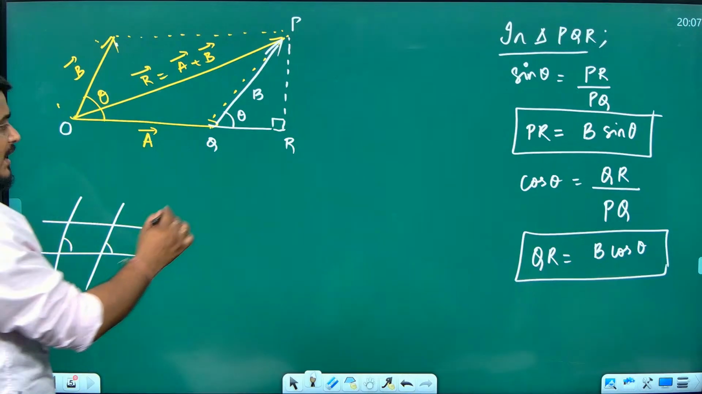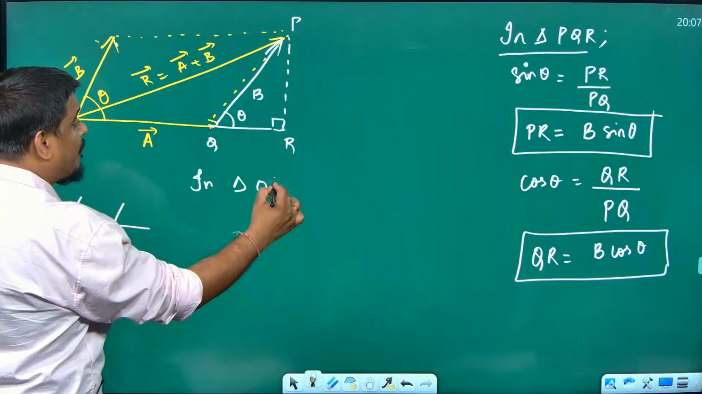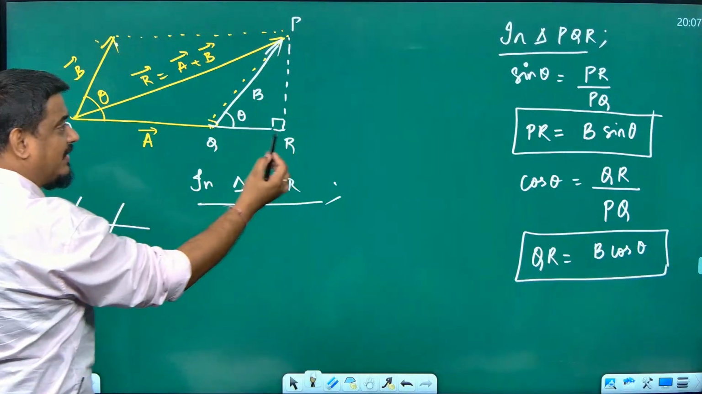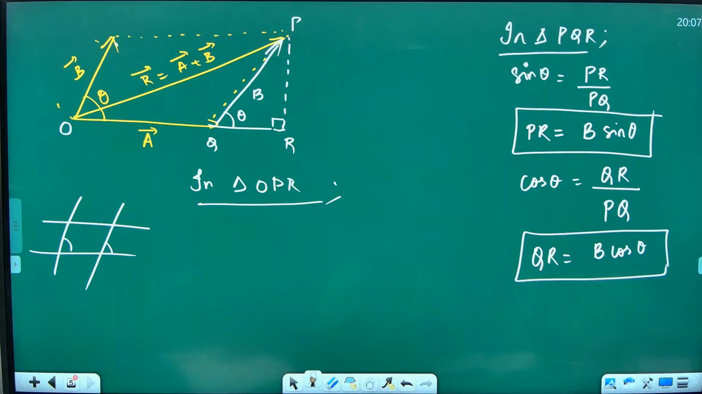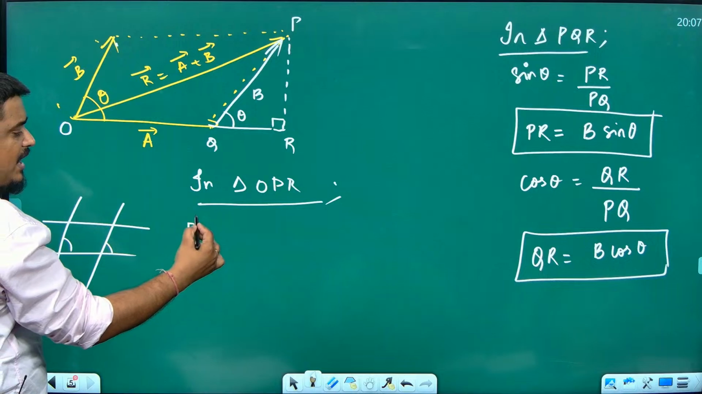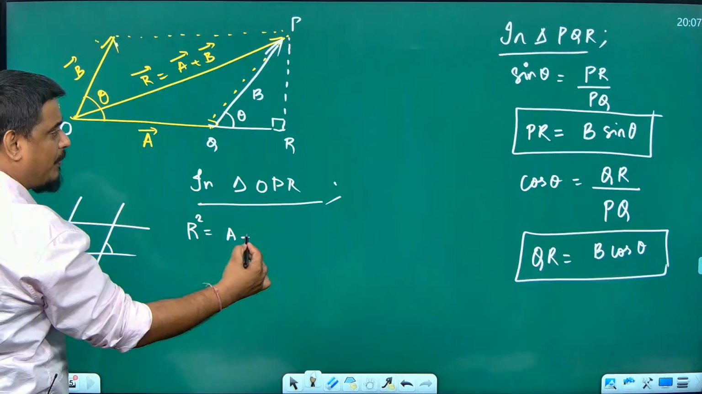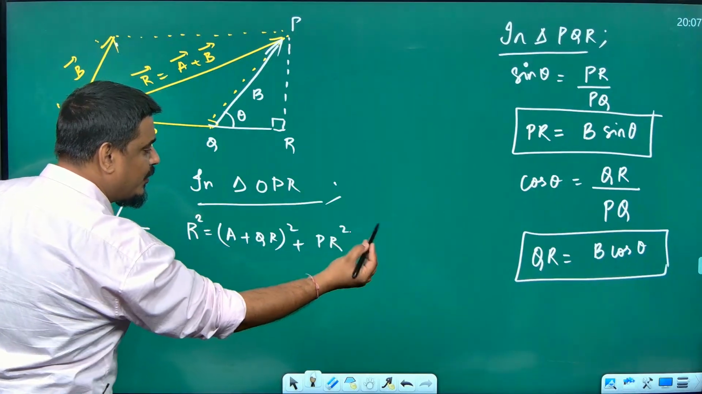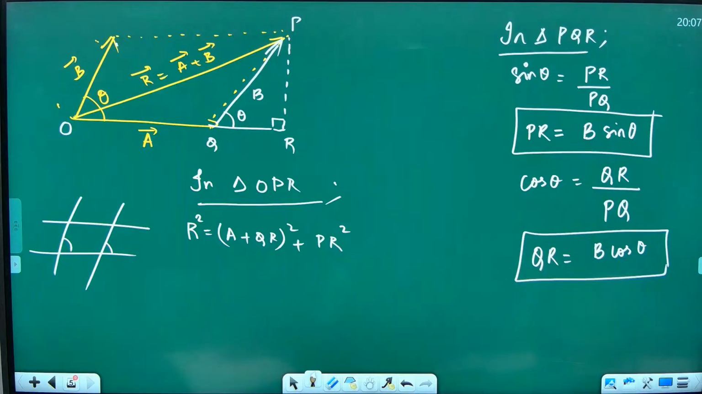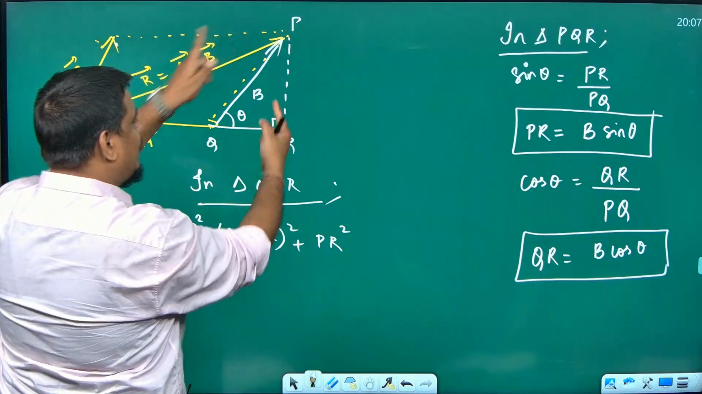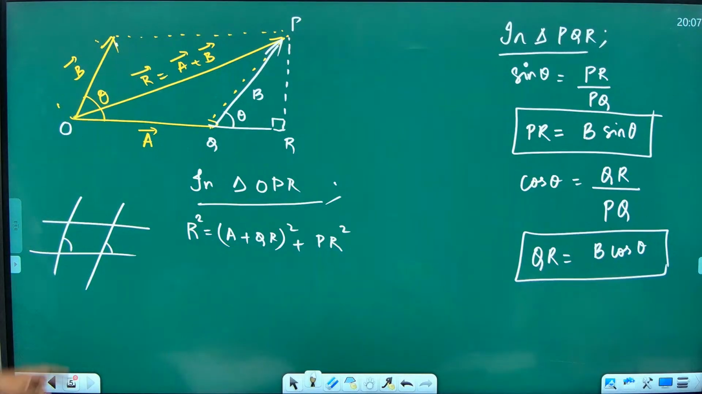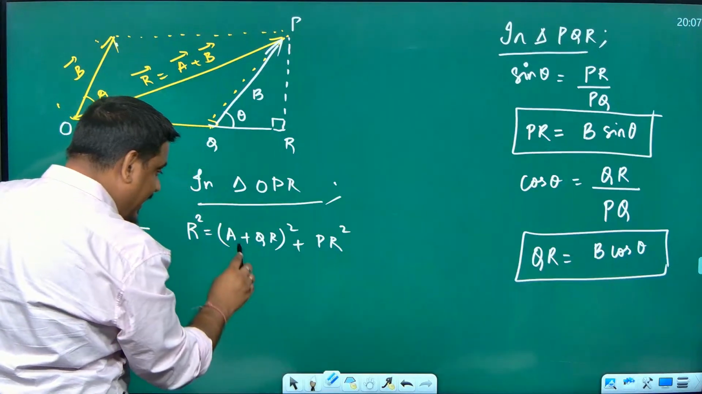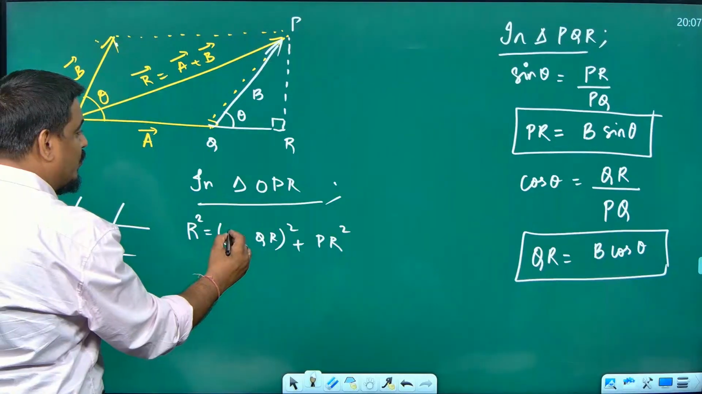Now I am taking the bigger triangle, OPR. The bigger triangle OPR is a right angle triangle. In this triangle, can I say that R square is equal to A plus QR, the whole square, plus PR square? Do you agree with me? Yes. This square plus this square equal to this square. Pythagoras theorem. This is A plus QR. If you have problem with A, I will erase A and I will write OQ. Now you are okay.